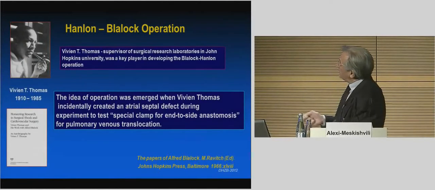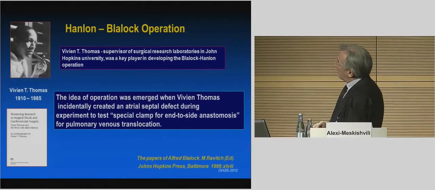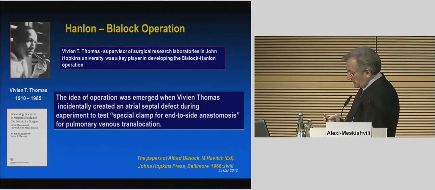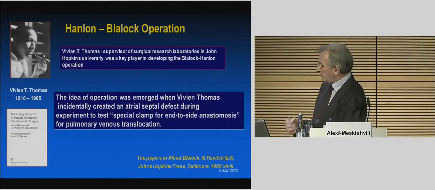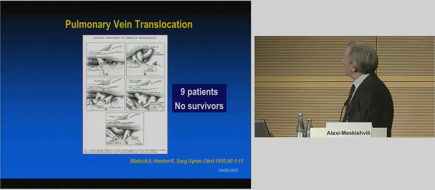Interesting that this idea of the operation emerged very accidentally, when Vivien Thomas, who was the medical assistant to Dr. Blalock, and who wrote a very interesting book about his experience with Dr. Blalock, incidentally created an atrial septal defect during an experiment with a special clamp, which was designed to perform the so-called pulmonary venous translocation. Sometimes these incidental errors help to develop new operations, as you can see here. And this is the operation they developed.